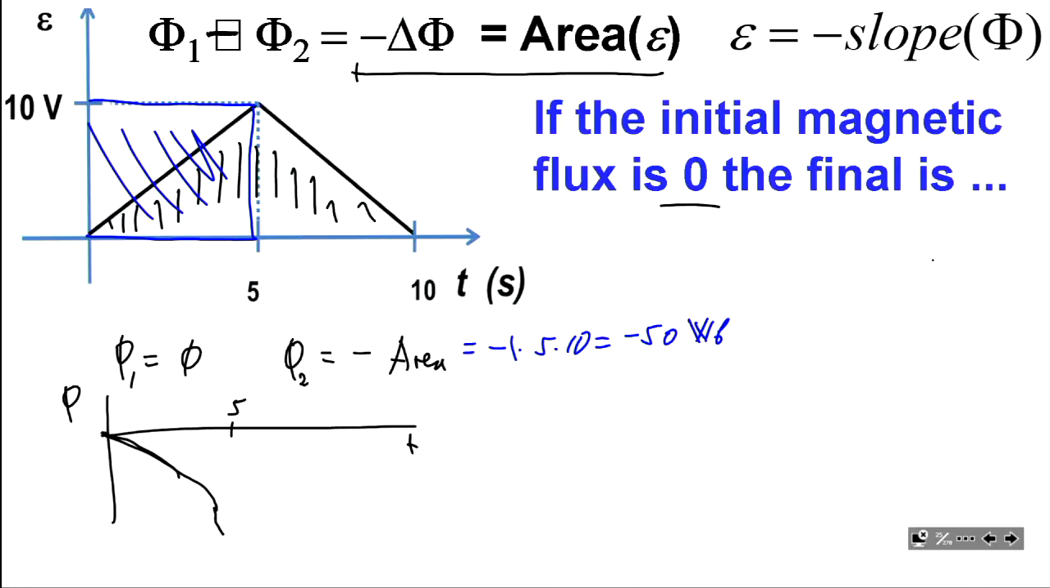The initial was 0. I know I have to end at negative 50. Well, actually, probably should go this way. Something like this. We can write an equation, a quadratic equation, and then plug numbers in and calculate.